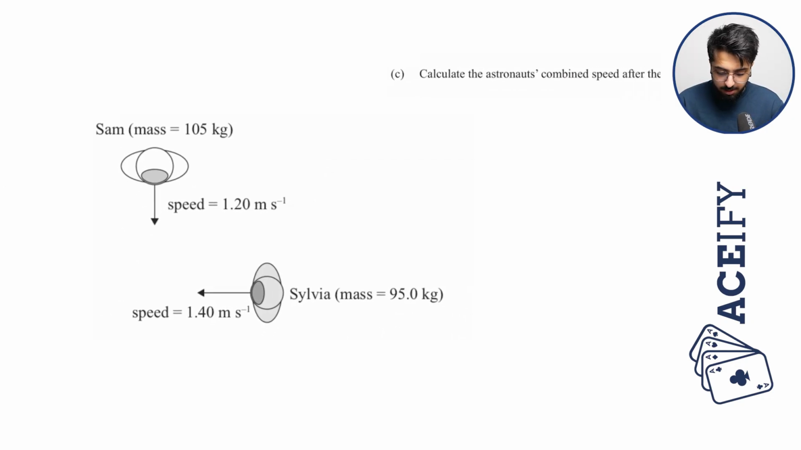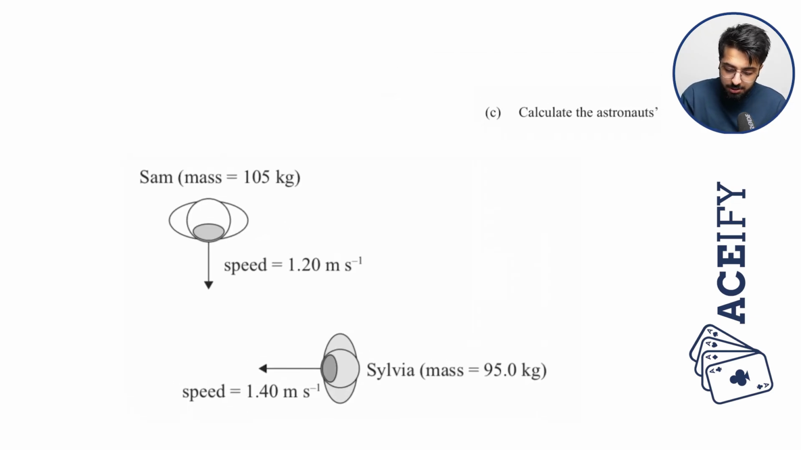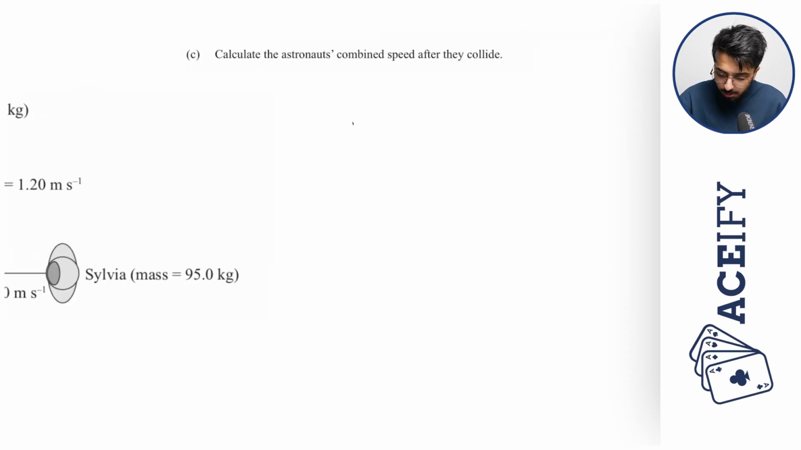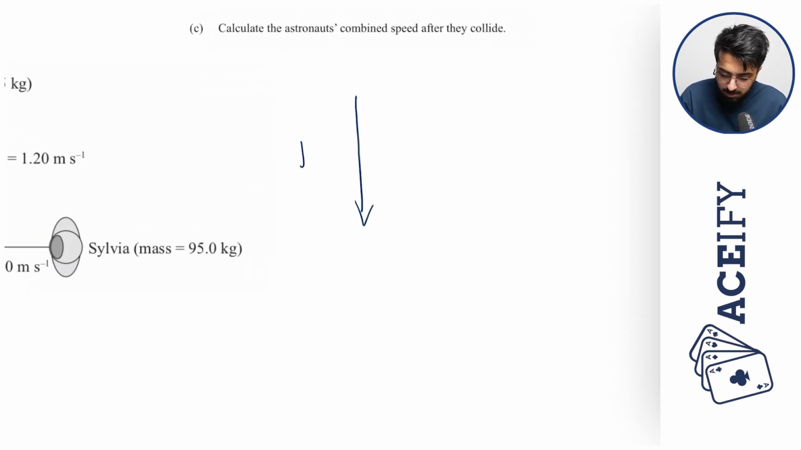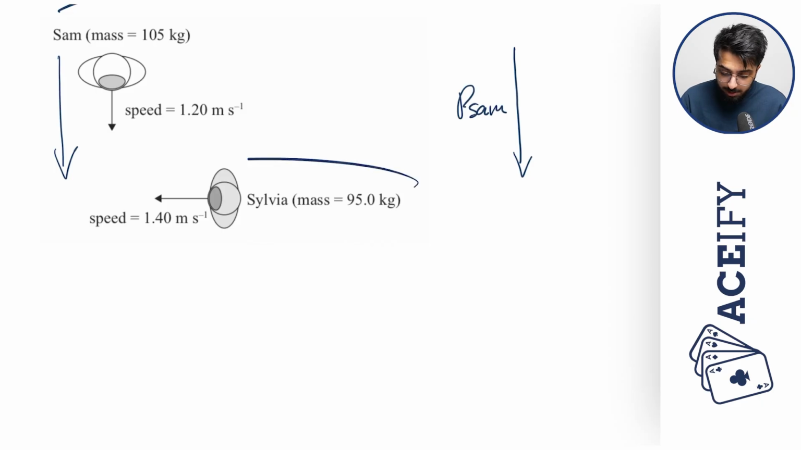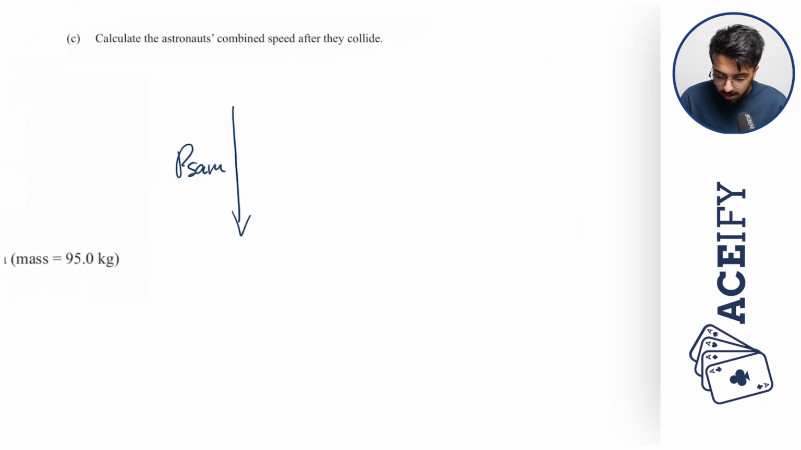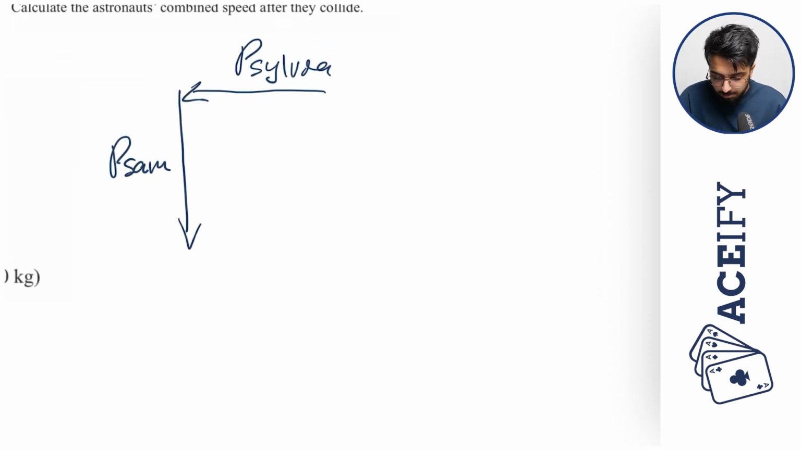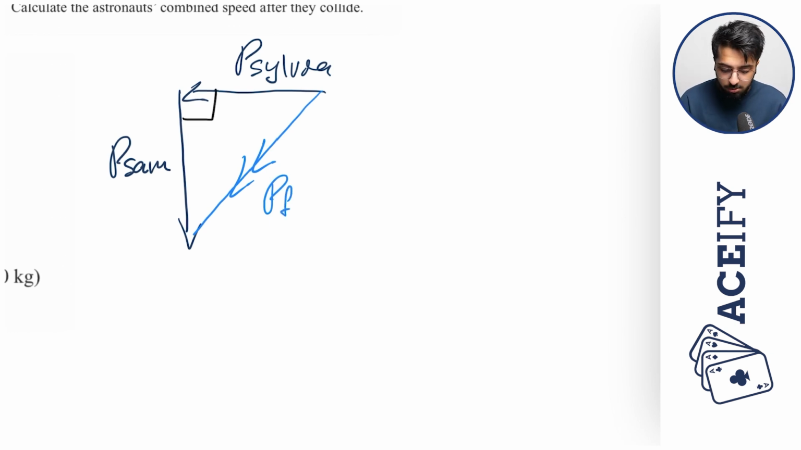Alright, so we have our situation here. This is our before state, okay, before. And as we can see, Sam's momentum is going downwards, and so we can draw a vector going down for Sam. And so this is the momentum of Sam. And Sylvia's momentum is to the right, so we can draw her momentum vector like so. And this is momentum of Sylvia. And therefore, from this, we can see a resultant vector, which is going to be our final momentum once they have stuck together. And as you can see, we form a right angled triangle like so.